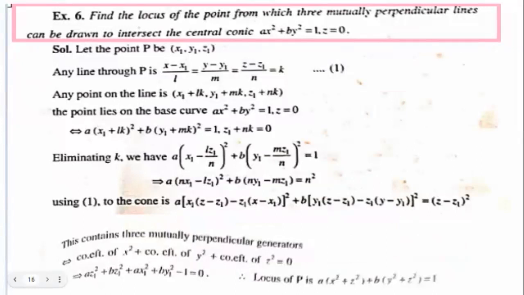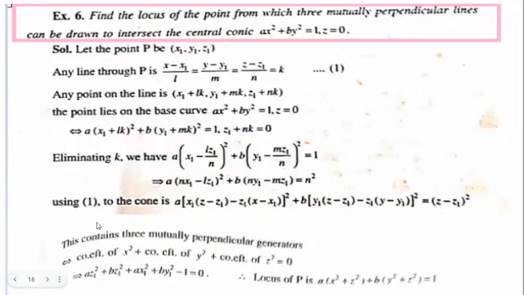Find the locus of the point from which three mutually perpendicular lines can be drawn to intersect the conic ax square plus by square equal to 1, z equal to 0. At the point P, (x1, y1, z1), any line through P is given by (x minus x1) by l equal to (y minus y1) by m equal to (z minus z1) by n equal to k. Therefore, the point is x1 plus lk, y1 plus mk, z1 plus nk.